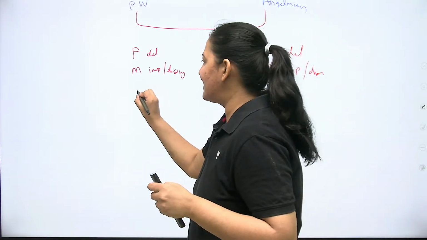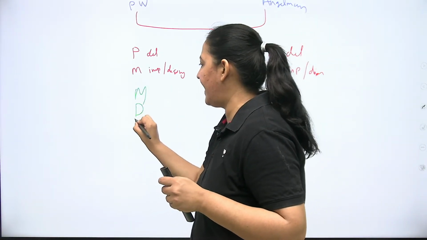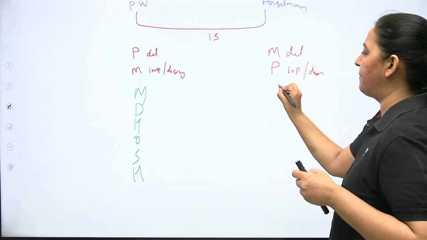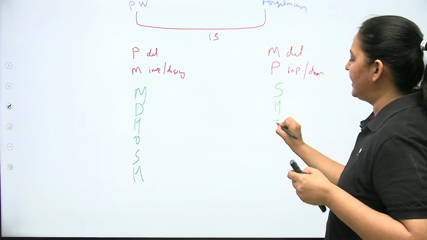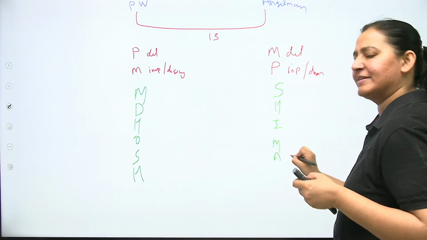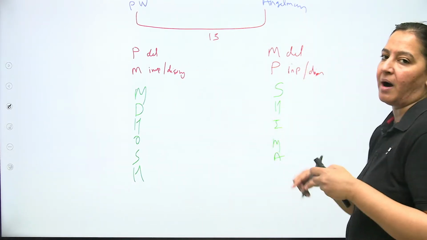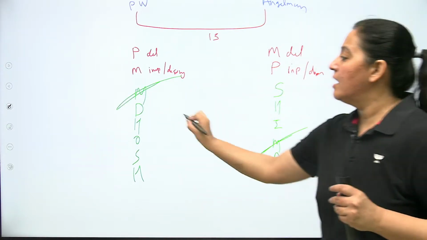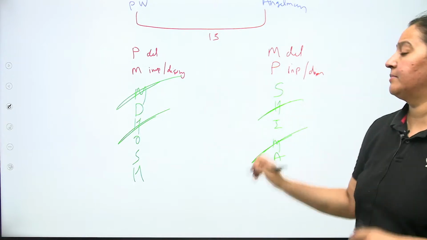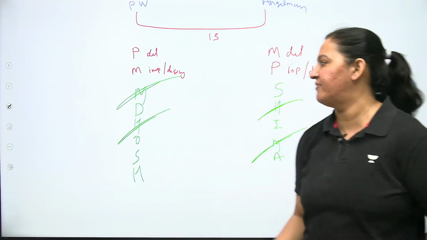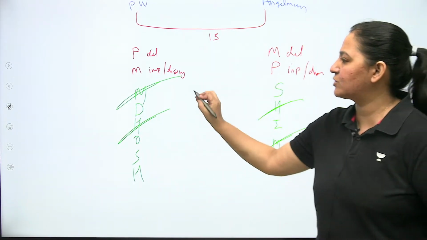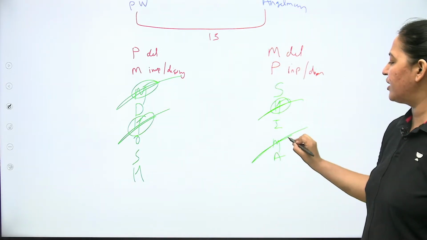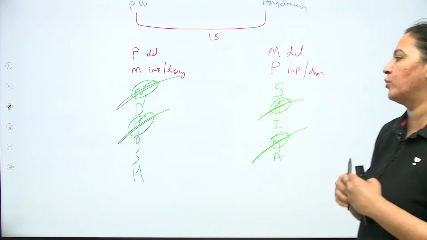Now, who will tell me the mnemonics for their clinical symptoms? In Prader-Willi, it is MDHOSH, right? And here it is happy puppet SHIMA. If you don't want to learn happy puppets, it's okay. MDHOSH and SHIMA, that is the mnemonic. So mental retardation is common in both of them. Hypotonia is common in both of them. So two features are common. M is common in both of them and H is common in both of them.